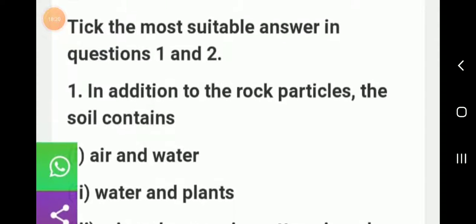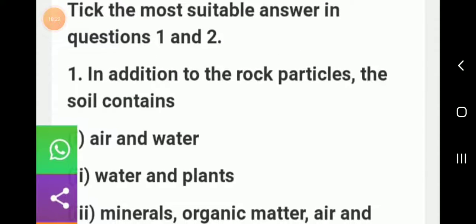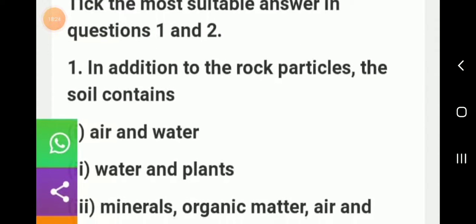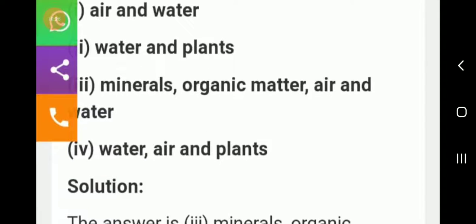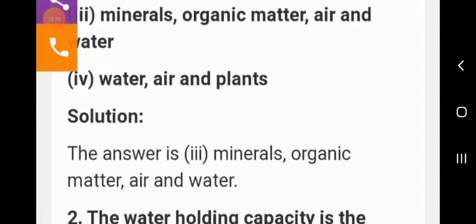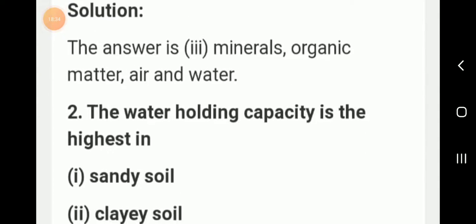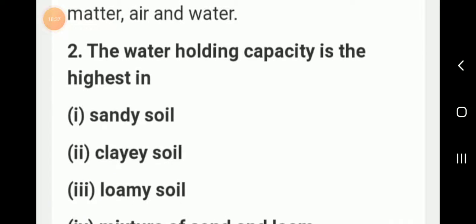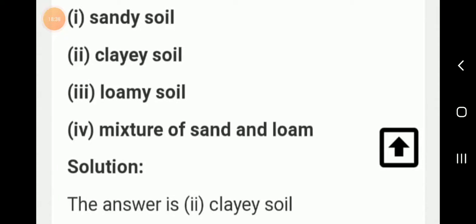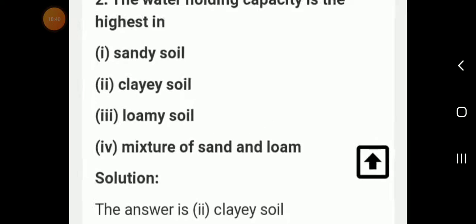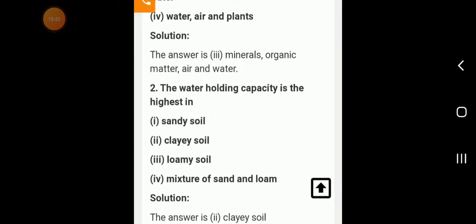The first question. In addition to the rock particles, the soil contains... The answer is minerals, organic matter, air and water. Next, the water holding capacity is the highest in clay soil. That's all.